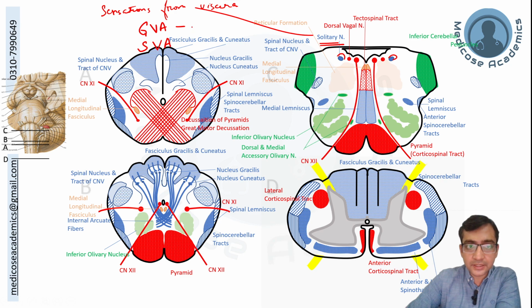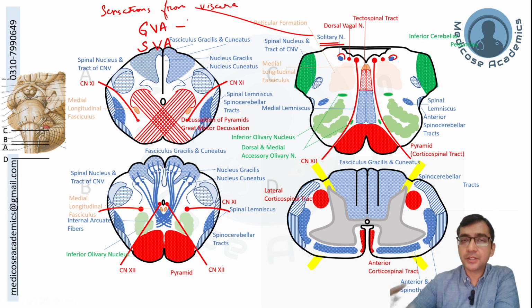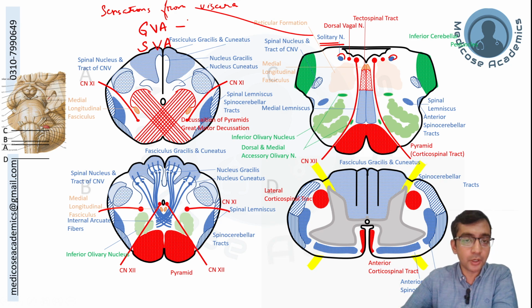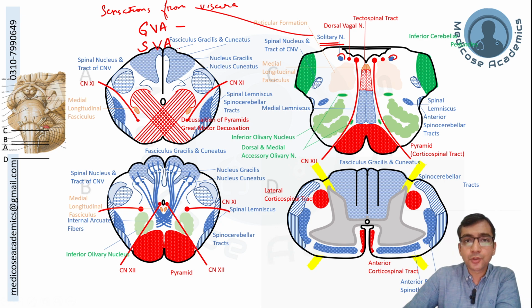These are the general sensations like abdominal stretch, fullness of stomach, blood pressure, hypertension, amount of carbon dioxide in blood through carotid bodies, carotid sinus, and a lot of other visceral sensations. So these are reaching the solitary nucleus.